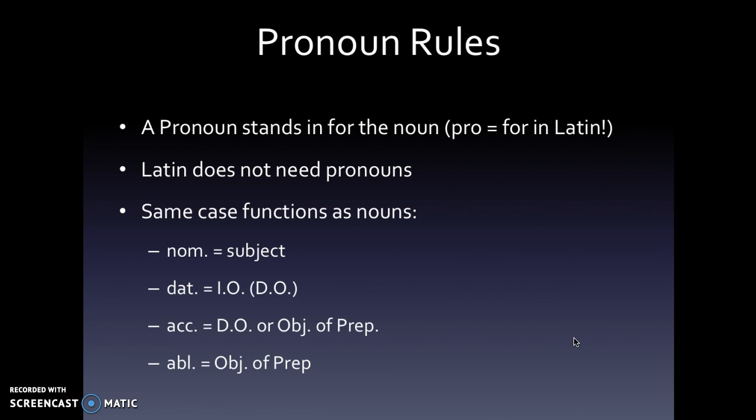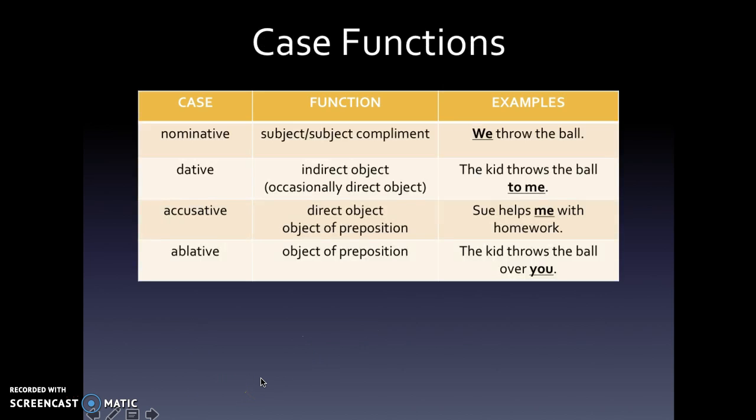Pronouns have the same case and function as nouns. The nominative is your subject. The dative is your indirect object, unless it's going with a special verb, and then it'll be your direct object. The accusative is the direct object or the object of a preposition, and the ablative is the object of a preposition. Here are a couple of examples in English.